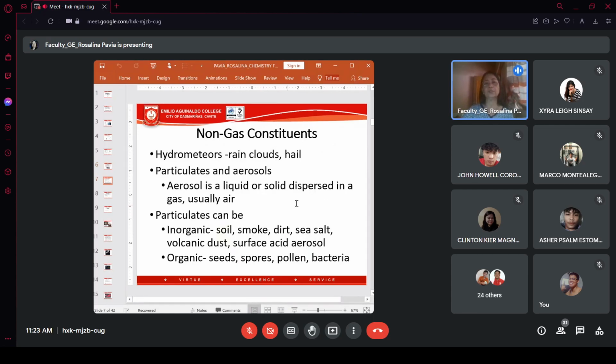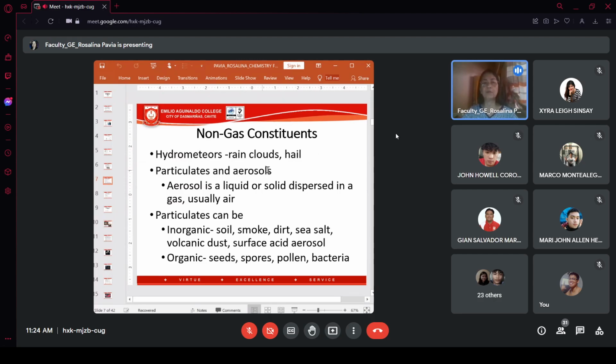Now, the non-gas constituents are the following. We have the hydrometeors or rain clouds and hail. Alam niyo ba yung hail? Na-experience niyo umulan ng hail sa lugar ninyo? Yung parang maliliit na tipak ng ice? Yes, ma'am. Dati po, ang dami lagi po. Okay. Pag sobrang init, ma'am. Tapos biglang Usually. Pero ngayon, parang very seldom na tayong maka-experience nito.